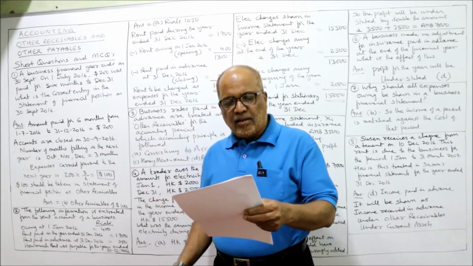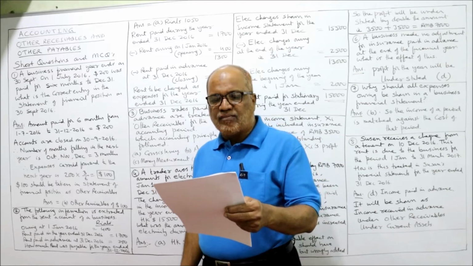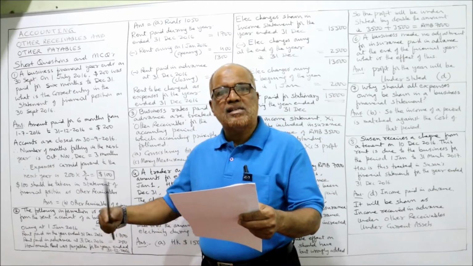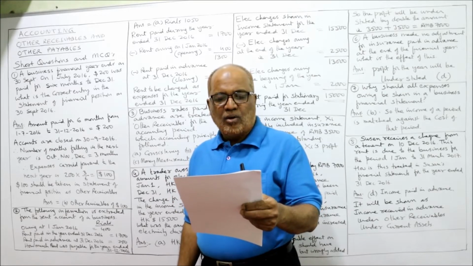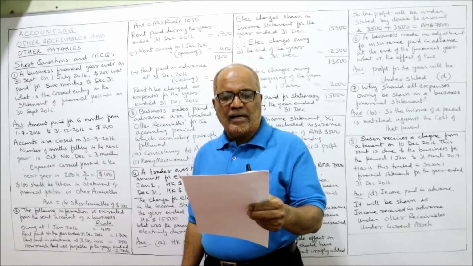Now come to the second. The following information is extracted from the rent account. Rent is an expense here. Rent account for a business. Rent owing at 1st January 2016.